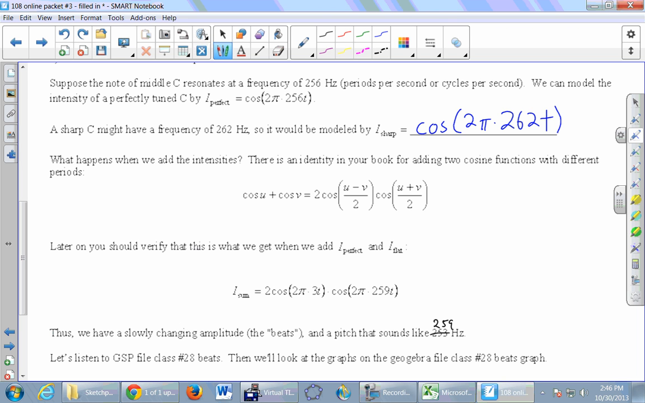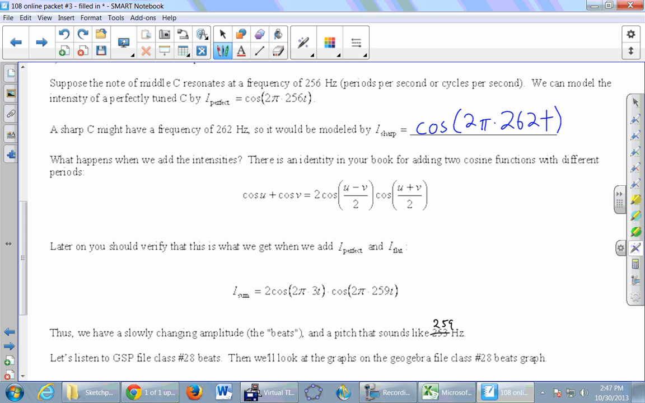So what happens when we add the intensities? That is to say, if you were to play on one piano a perfectly tuned C note at 256, and then on another piano a C that's just a little bit sharp, a little bit higher than what it should be, and we want to listen to these things together, what are we going to hear?